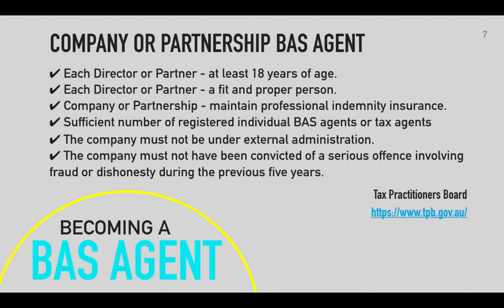So in this case, each director or partner must be at least 18 years of age as well as a fit and proper person. The company or the partnership must maintain professional indemnity insurance. And they also must have a sufficient number of registered individual BAS agents or tax agents employed by the company. The company must not be under external administration or have been convicted of a serious offence involving fraud or dishonesty during the previous 5 years. So there we go, that kind of covers off on what it means to become a BAS agent.